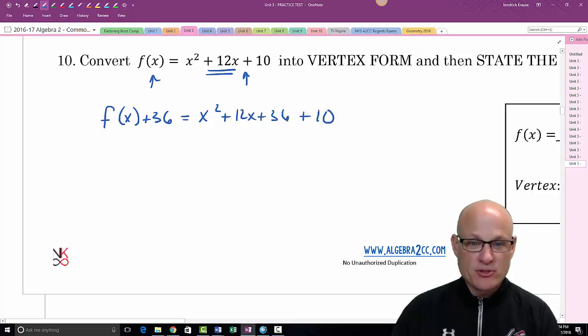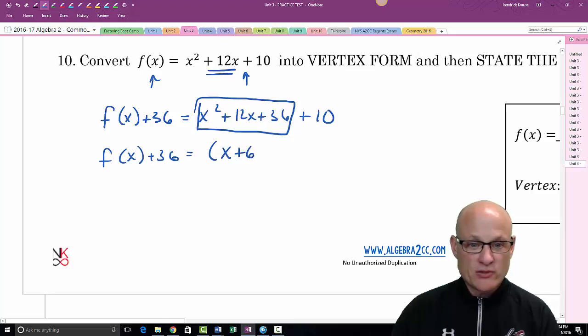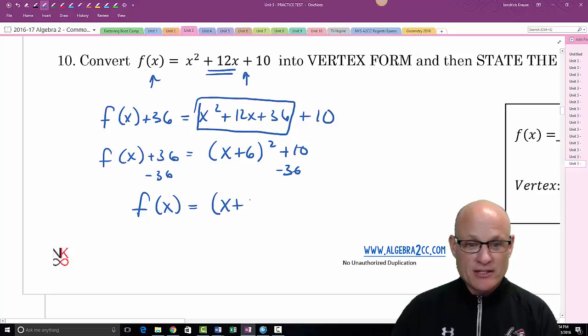But notice I'm not putting these together. This part is the important part right here. So I'm going to factor that. f of x plus 36 is equal to x plus 6 squared plus 10. Now I'm going to bring the 36 over. So I get f of x equals x plus 6 squared minus 26.